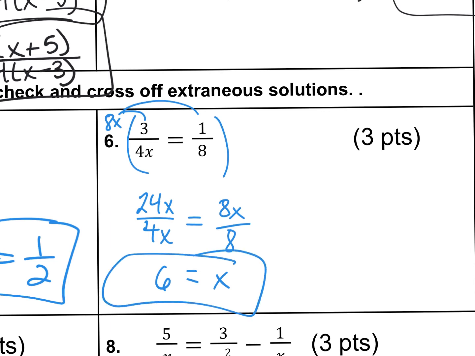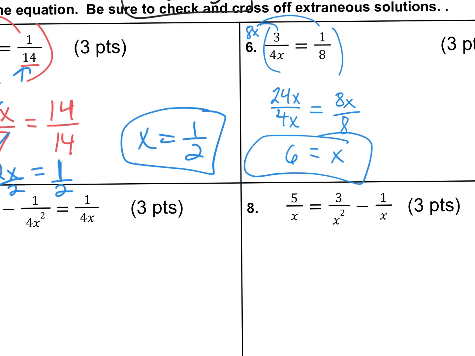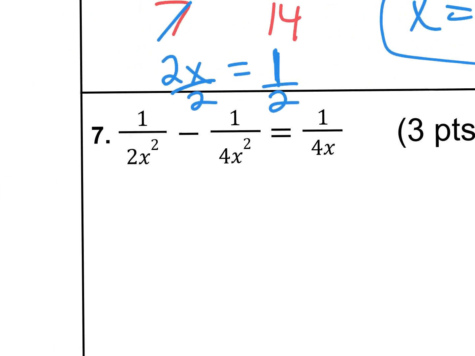So my answer is just x equals 6. If I go plug that 6 back in for x, that gives me a denominator of 24. Is that 0? Is 24 0? Are they the same number? No. So we're good. This works. Okay, number 7.